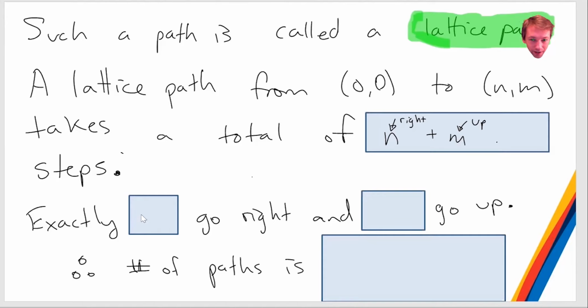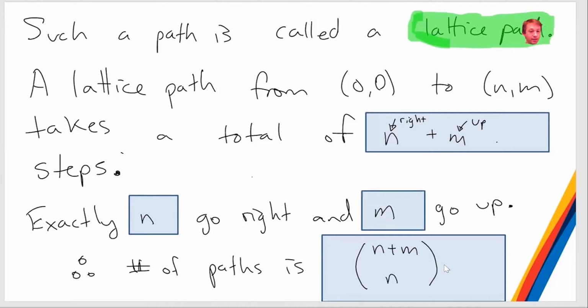So here, n go to the right, m go up. And now all we get to choose is which steps go up and which steps go right. We know we're going to take n plus m of them. We just need to know which ones are up and which ones are right. How many ways can I choose that? Choosing which go up and which go right is the same as choosing which ones go up, because if I choose which ones go up, the rest go to the right. So we have n plus m steps, and I can choose n of them to go right.